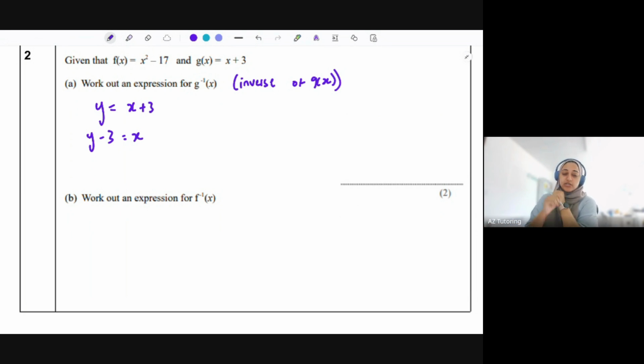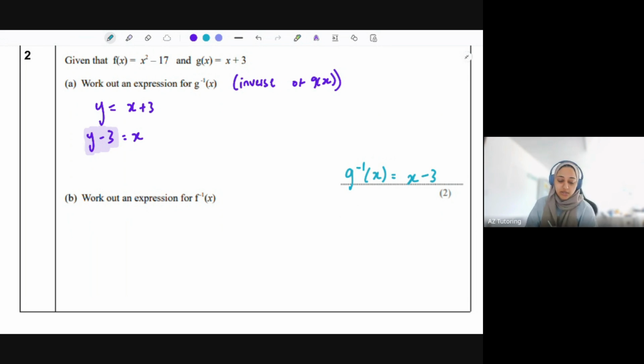So I've minus 3 to the other side, and I've made x a subject. And that's our final answer. We just need to write it correctly. So g to the minus 1 of x equals what we've just found here. But remember to change that y back to an x, because this function is in terms of x. So it's just x minus 3.